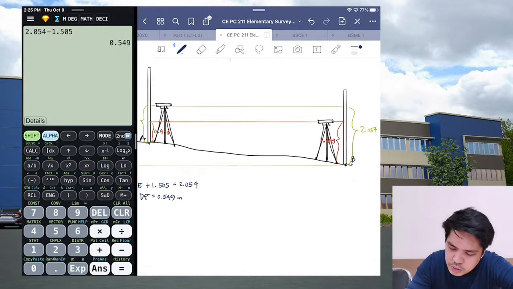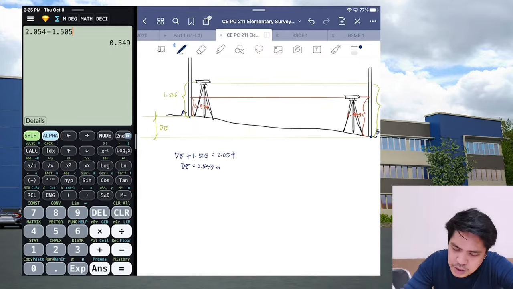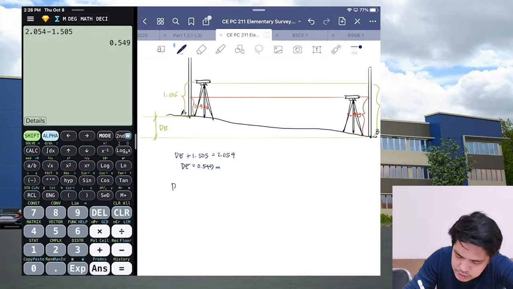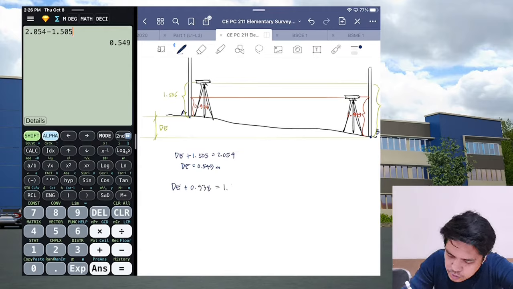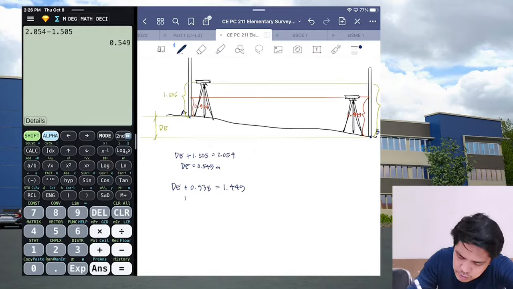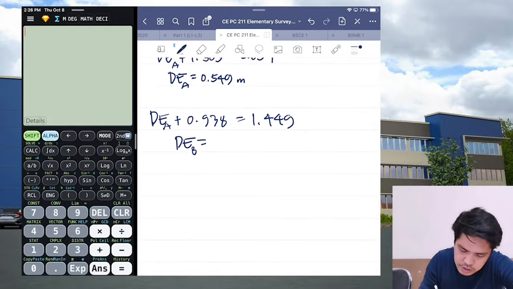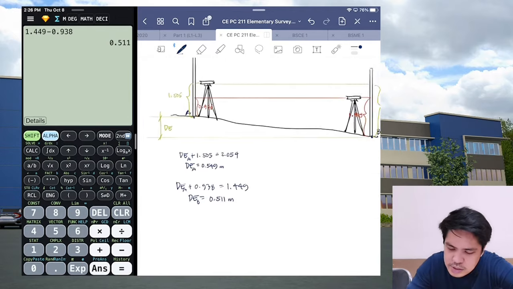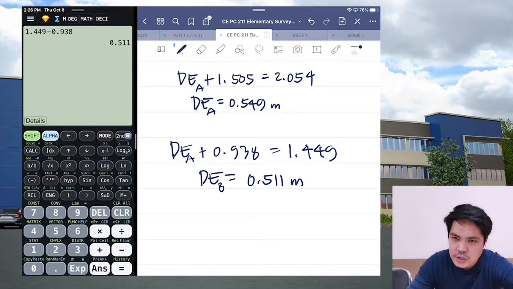at point A. Now, if we look at the data at point B, this is what happens. Of course, we know that this distance is equal to this distance, and that is DE plus 0.938, which is equal to 1.449. So DE here, when it is set up at B, let's put a subscript B, and this one is at A. So when the instrument is set up at B, we have 1.449 minus 0.938. The result is 0.511 meters, which is not the same as the difference in elevation when the instrument is at A.